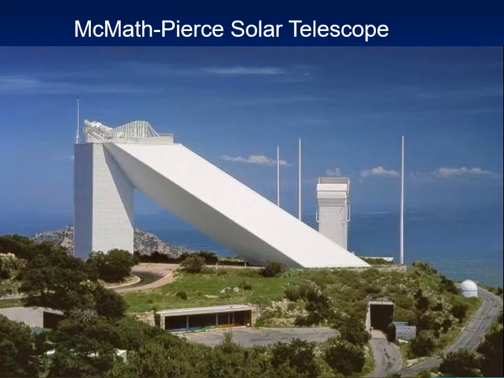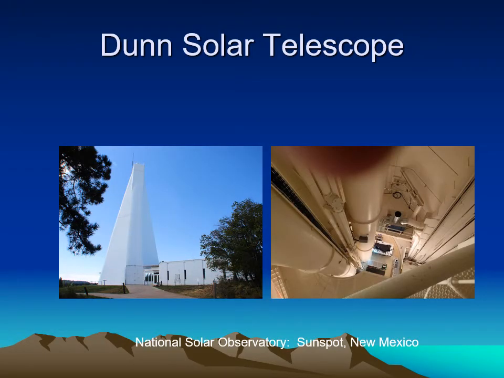The McMath Solar Telescope is designed so the image of the sun would hit a mirror here and then be projected down to a viewing room underground down here. We'll talk more about solar telescopes later. Another premier solar observatory, one that's a little more commonly utilized and is actually used a lot more than the previous one, is the Dunn Solar Telescope. It's located at the National Solar Observatory, an entire observatory dedicated to studying the sun. It's near Alamogordo, New Mexico.